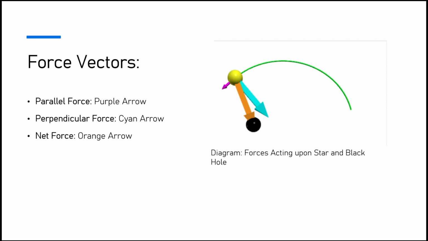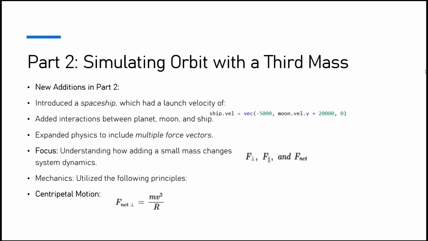Force vectors were visualized using colored arrows, orange for net force, magenta for parallel, and cyan for perpendicular components. These visualizations confirm that the star's acceleration always points towards the black hole.